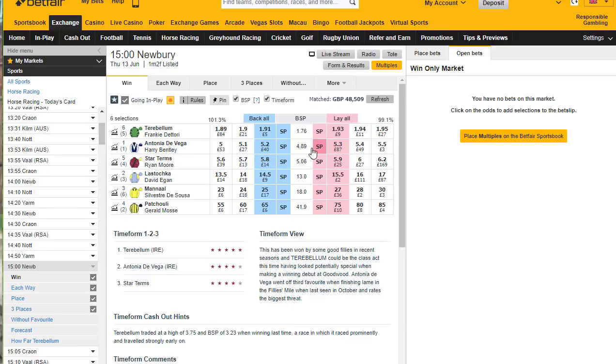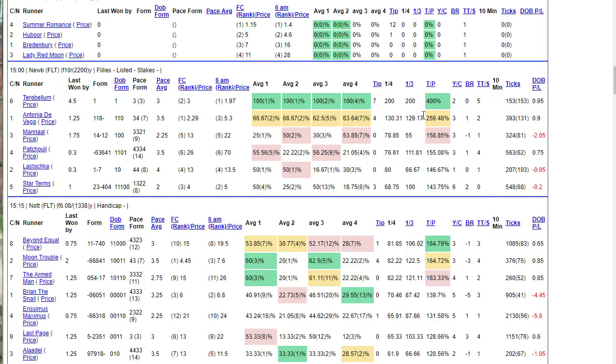So the price is 5.2. That price could come in. Susan October rates the biggest threat. See, yeah, that one could come in before the off. So, another one to possibly look at. And that's basically what I do.